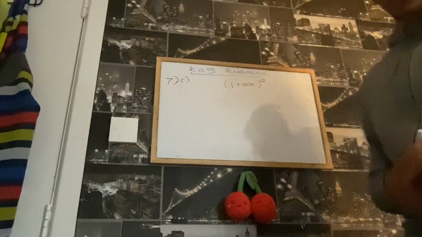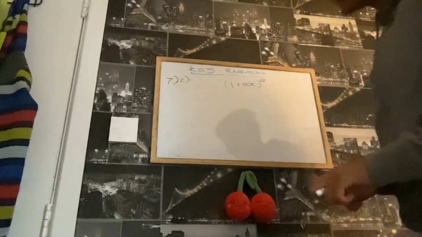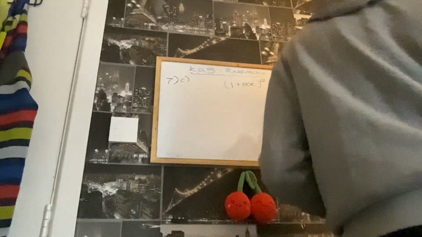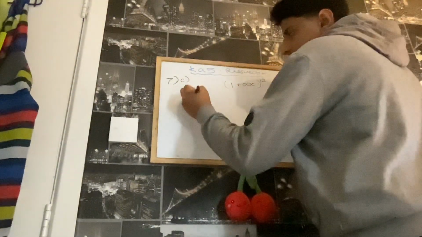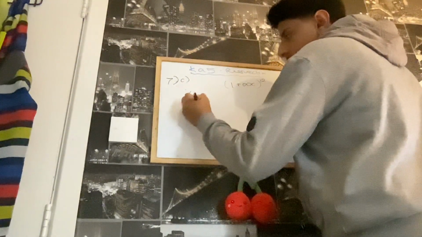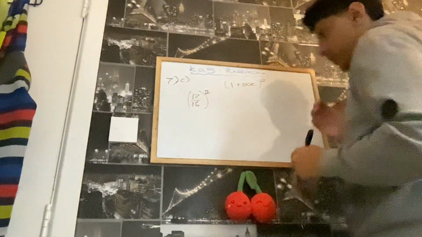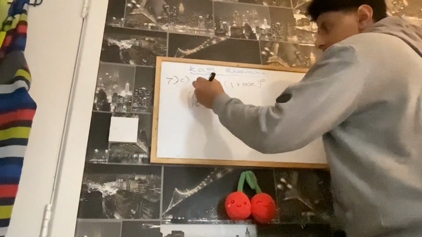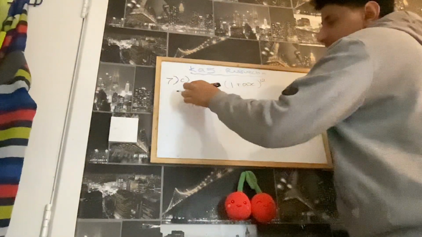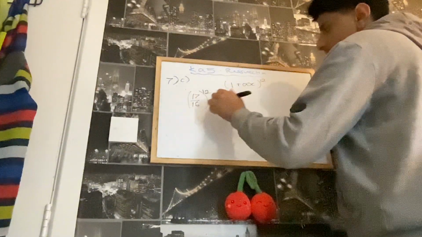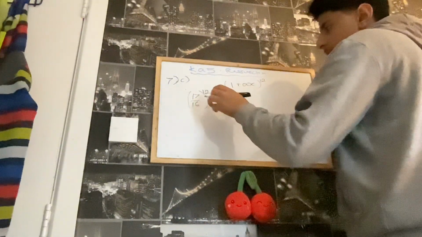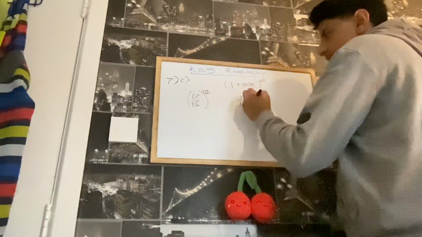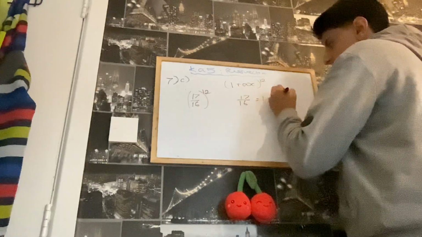So we are now on part C. On part C it states, find the expansion of 17 over 16 to the power of 12. Working this out quickly, ignoring the powers, we would get 17 over 16 is equal to 1 plus ax.